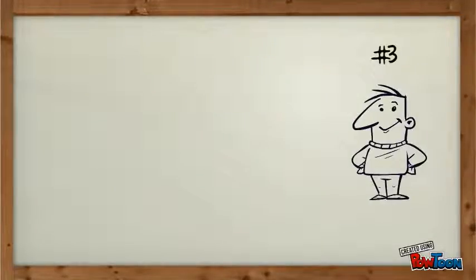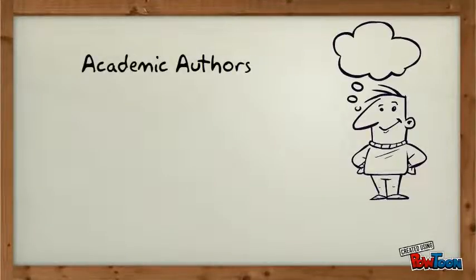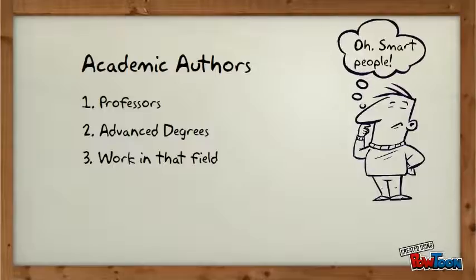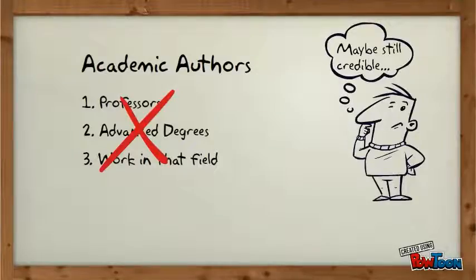The third common feature in academic sources is academic authors. So, who is the author of your source? Here, look for authors who are professors, or who have advanced degrees, or who work in the field in question. If the author doesn't fit these standards, then the source may still be credible, but it probably is not academic.